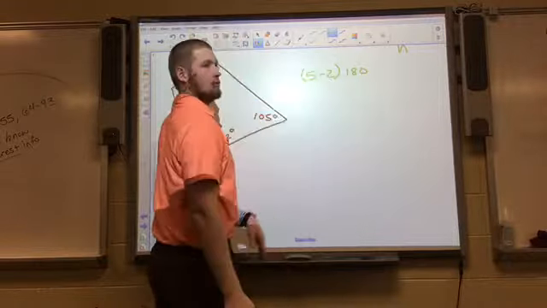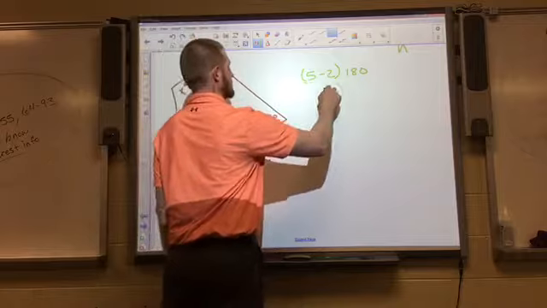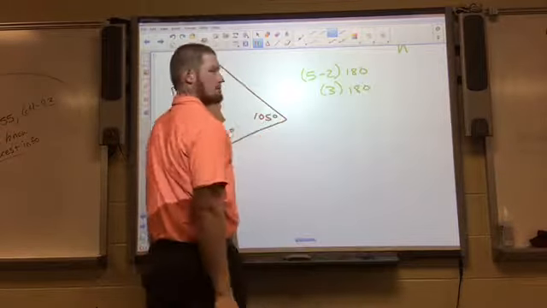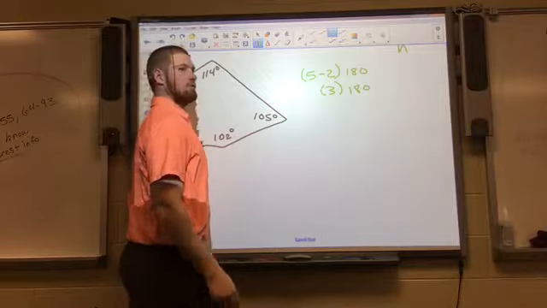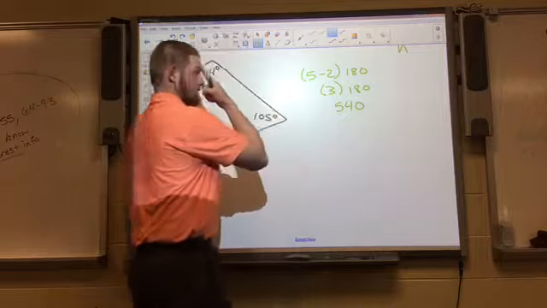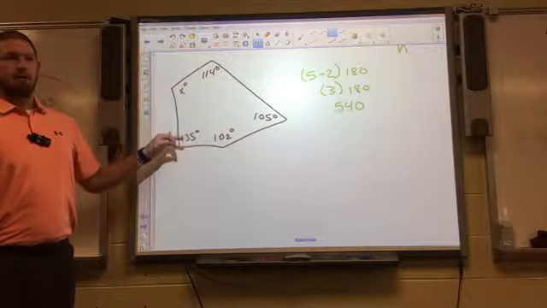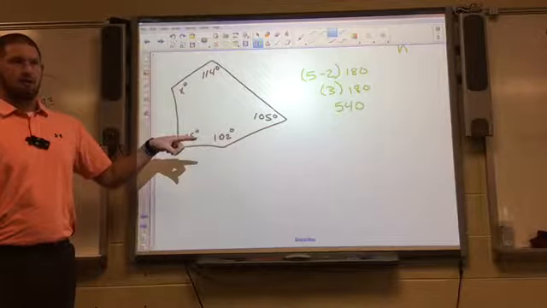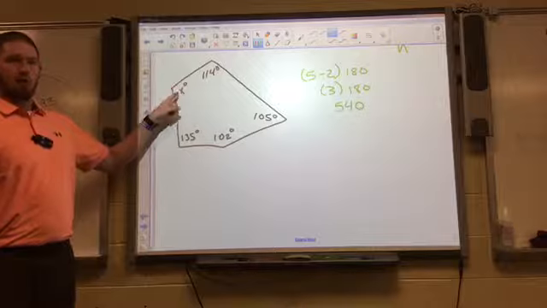And I know most of you probably won't set that whole thing up. But then I have 3 times 180, which is 540. Okay. So that tells me that a 5-sided figure has how many degrees on the inside? 540. Now how do I figure out what that one is?